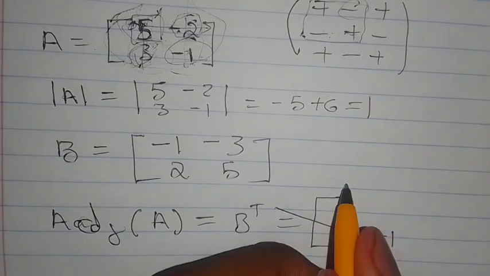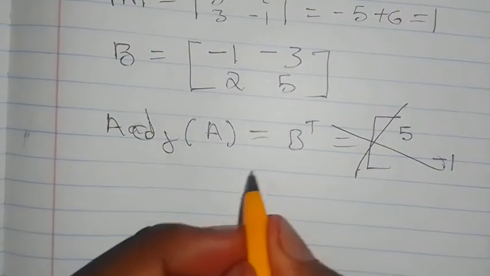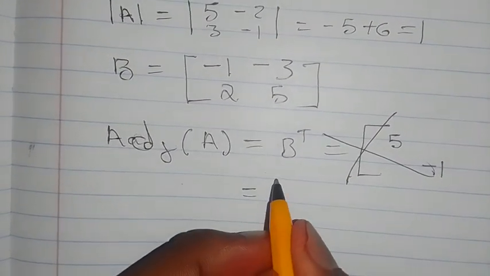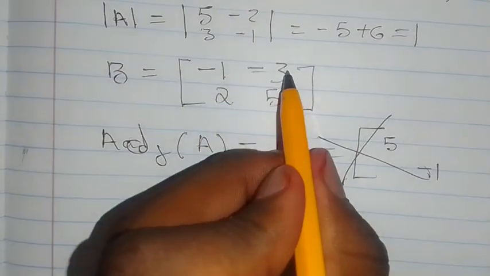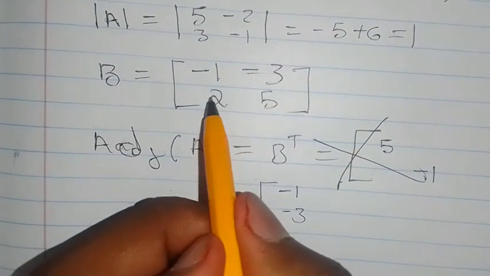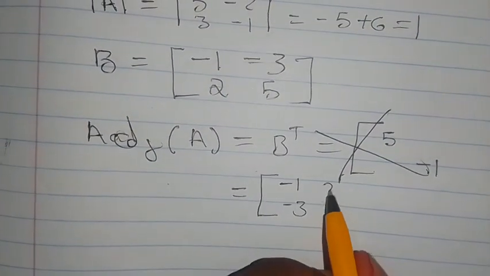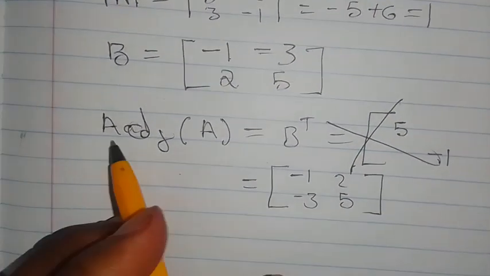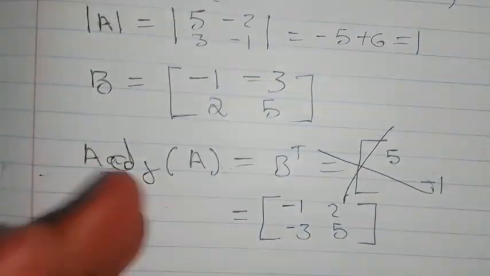Sorry, it's a reflection along the main diagonal. So the diagonal will stay the same. This row will become the first column, which is just minus 1 and minus 3, and this row will become the second column, which is just going to be 2, 5. And then that's an adjoint or an adjugate of a matrix.